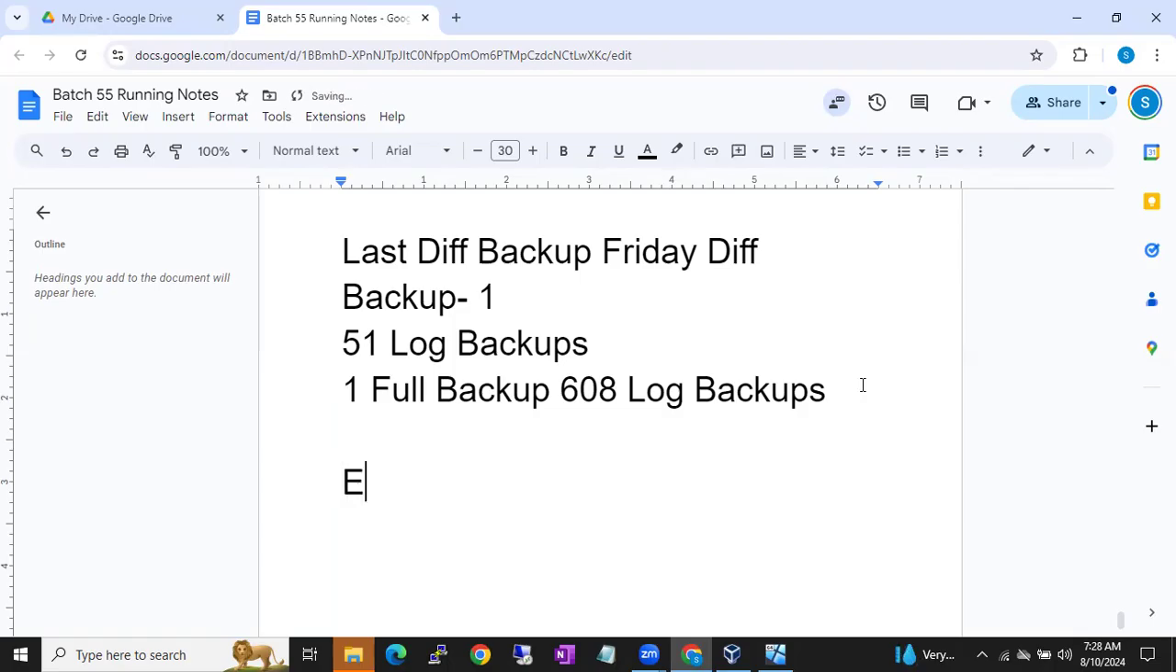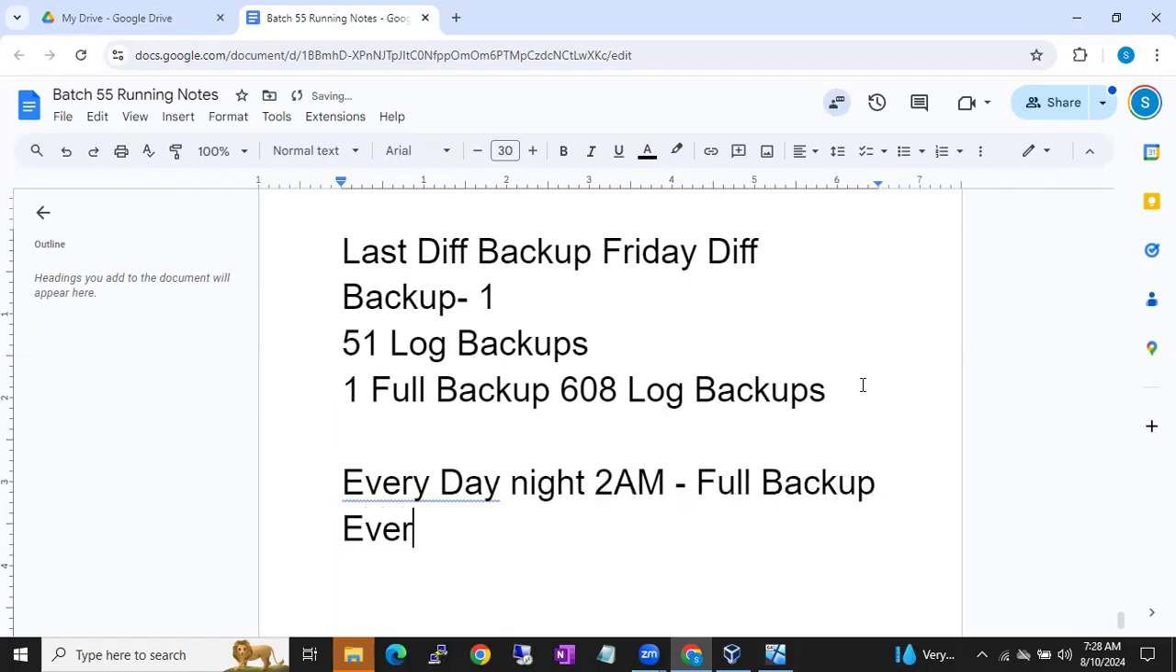Every day I'm taking a full backup, every night at 2 a.m. Every 4 hours I'm taking a differential backup. Every 4 hours means don't calculate from the 2 a.m. full backup, right? Not 6 a.m. differential backup, 10 a.m. differential backup, nothing like that.